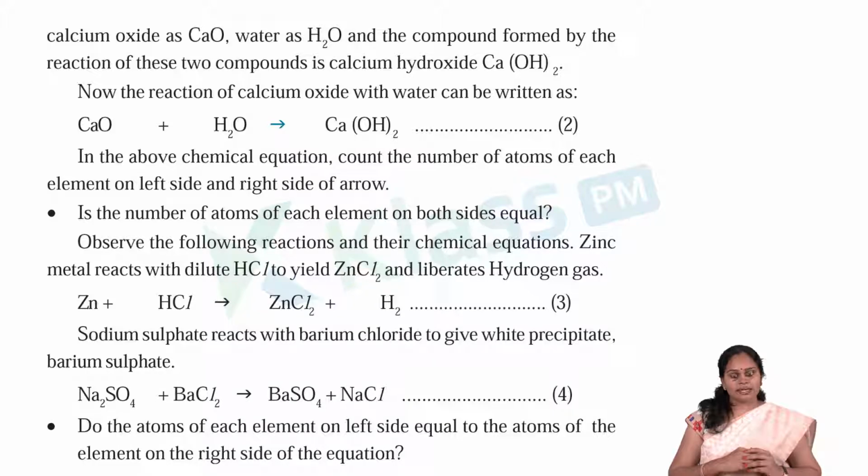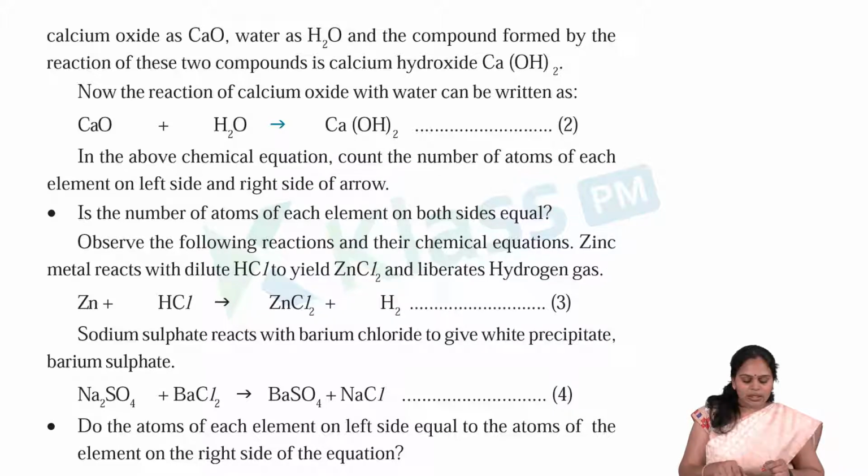Zinc plus HCl, that is Zn plus HCl, implies what is it giving? ZnCl2 plus H2. See, in this equation, whether all atoms are equal on the left side and right side. Zinc, 1 zinc is available here. Yes, zinc is here. And then hydrogen, 1 hydrogen. Here we have 2 hydrogen atoms. We need to balance this one.